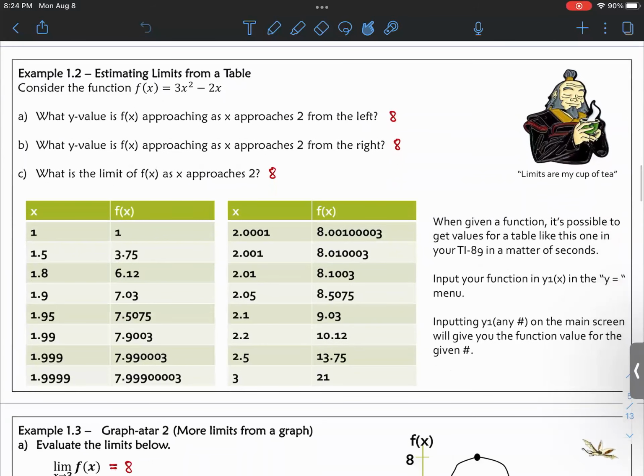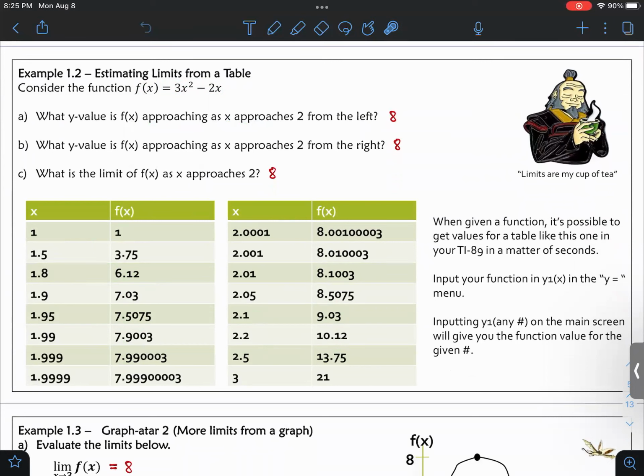Moving on to example 1.2, estimating limits from a table. This is something that could come up occasionally. We have a function mentioned here, but for whatever reason, we're not necessarily going to use that equation directly. Instead, we're looking at values already plugged in for us in this table. And just using the evidence in front of us, can we figure out what y value f is approaching as x approaches 2 from the left?